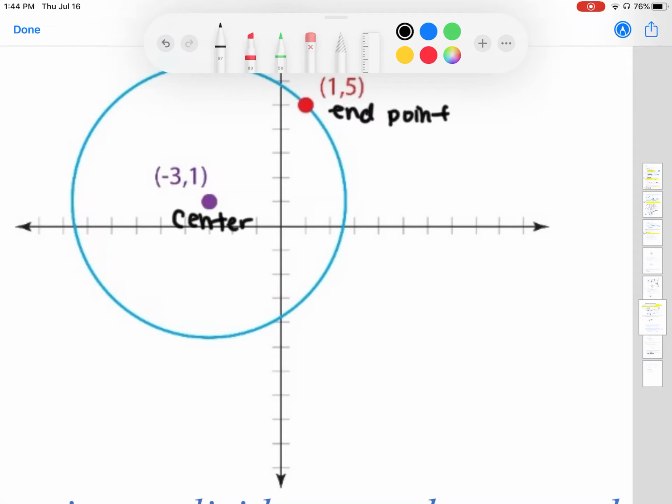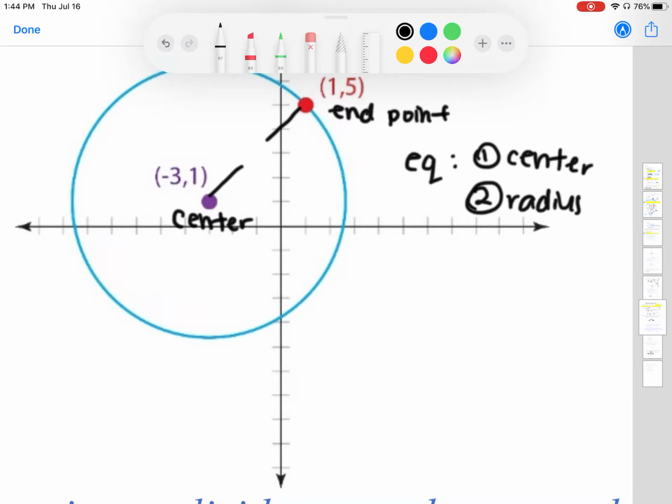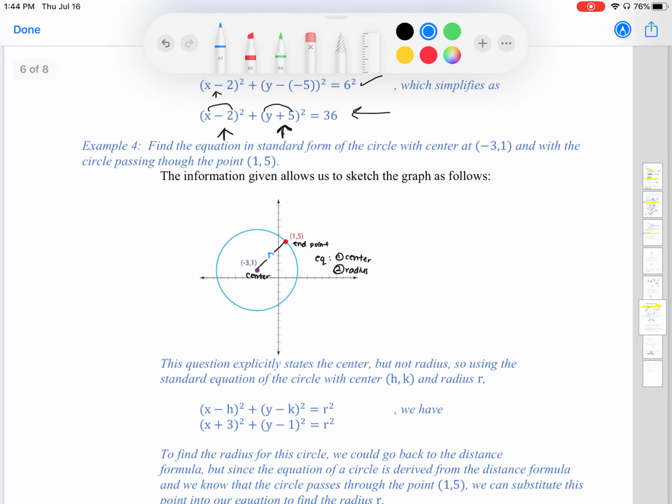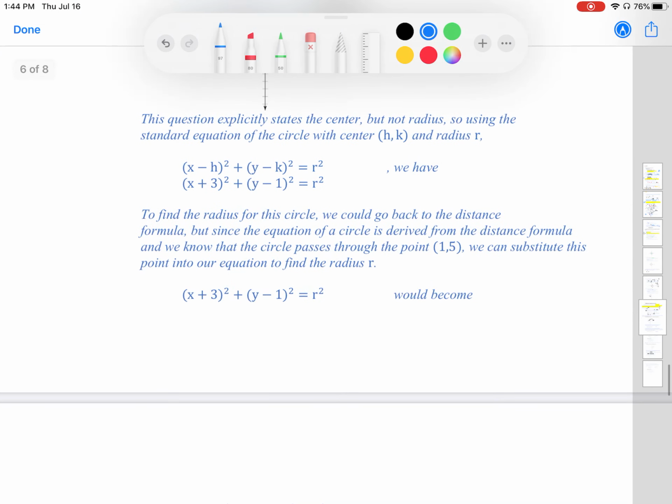So therefore, to find my equation, as we saw above, I need 2 pieces. I need my center and I need my radius. So I know that this distance will give me my desired radius. This question explicitly states the center but not the radius. So using the standard equation of a circle with center (h, k) and radius r, we have these values. We have our center. To find the radius of a circle, we could go back and find the distance formula.